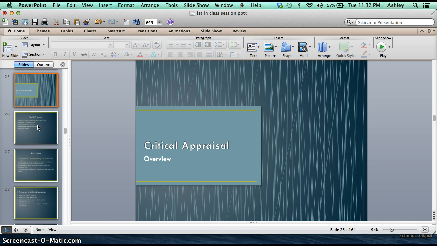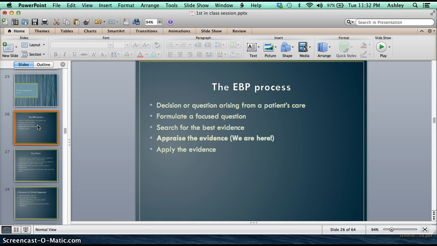Hopefully you guys can see my screen okay. I didn't know how else to put it to make sure you can see everything. So I'm going to leave it as is.